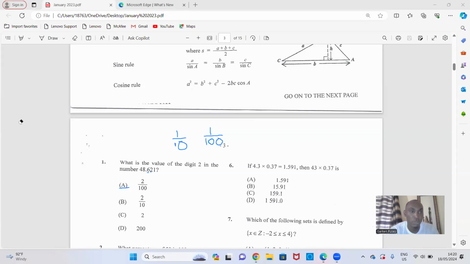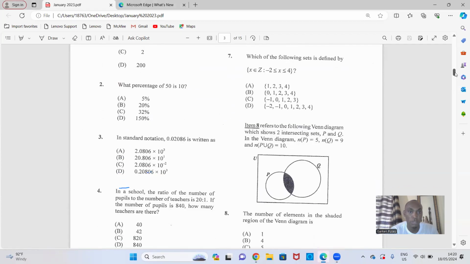Let's move to the second question. Hopefully we all understand that one. So let's scroll down to question number 2. It says, what percentage of 50 is 10? What percentage of 50 is 10?